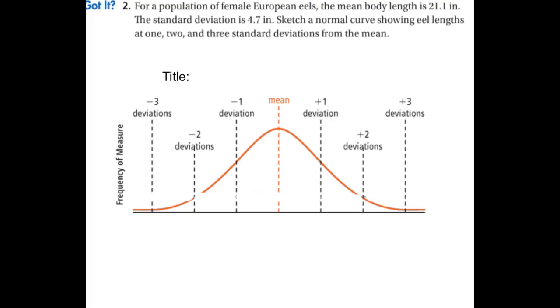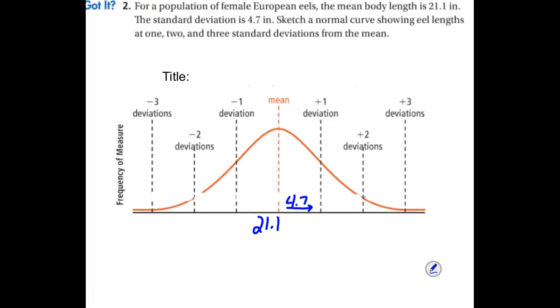For this one, it says a population of female European eels has a mean body length of 21.1 inches. I'm going to put that here, 21.1, our mean. The standard deviation is 4.7. So can we calculate the rest of our numbers?